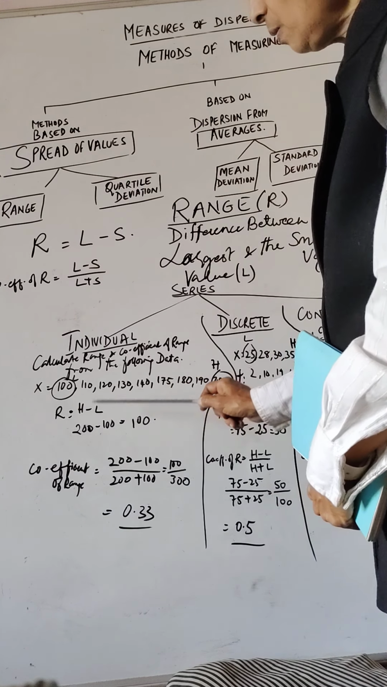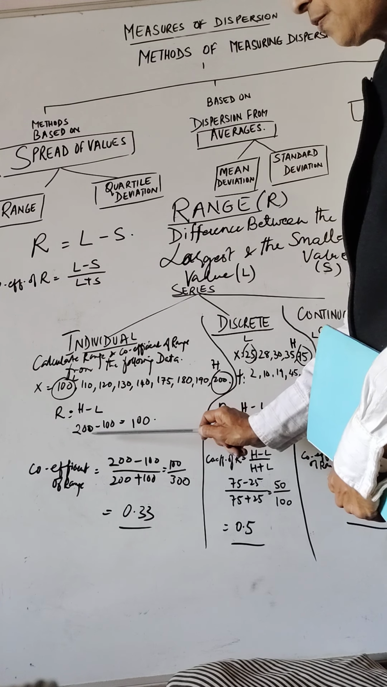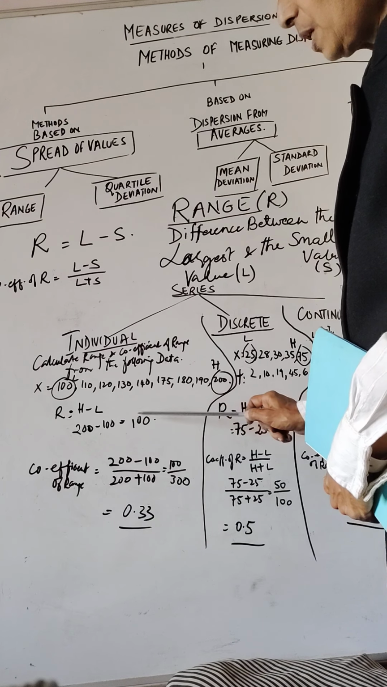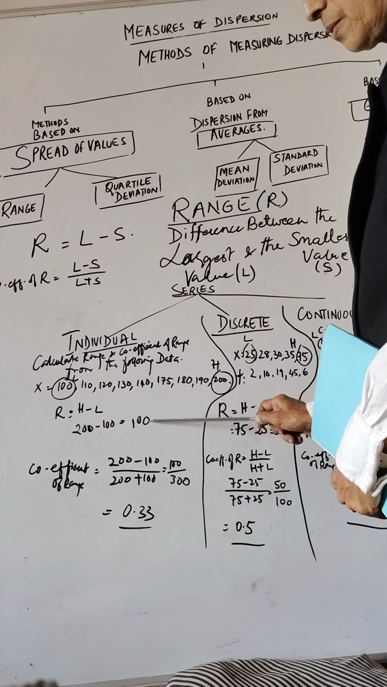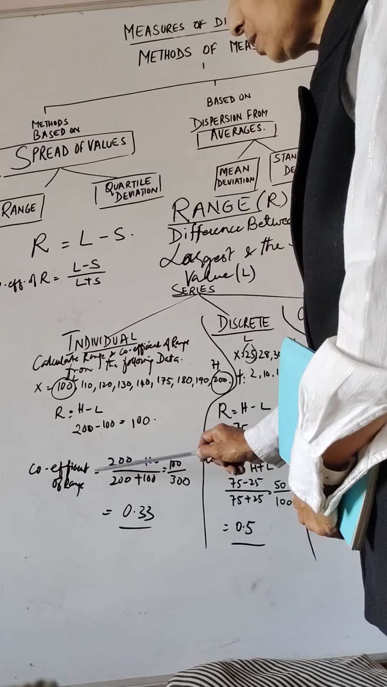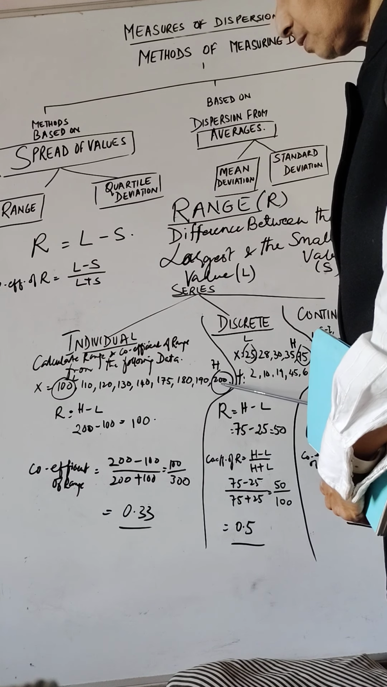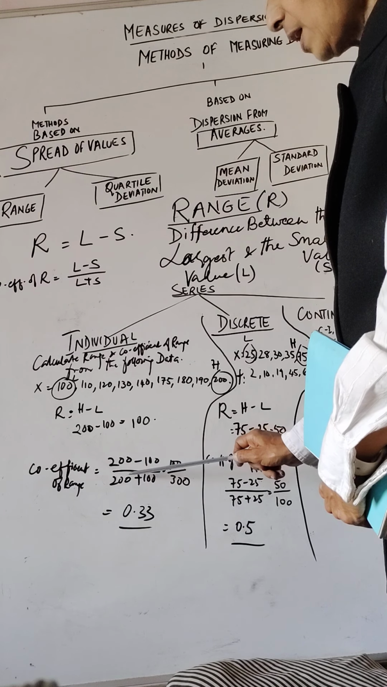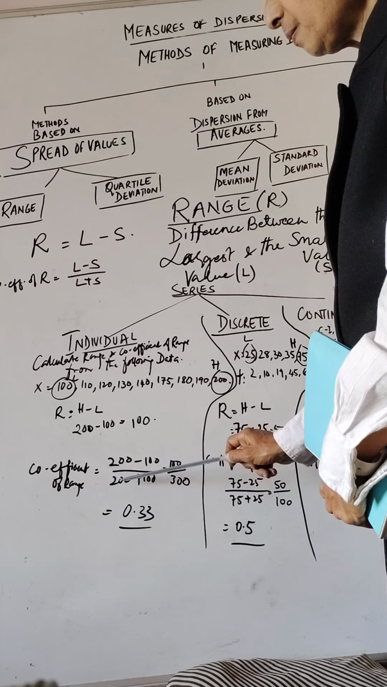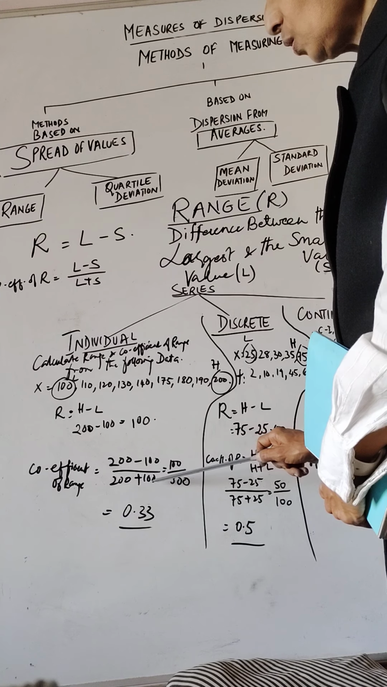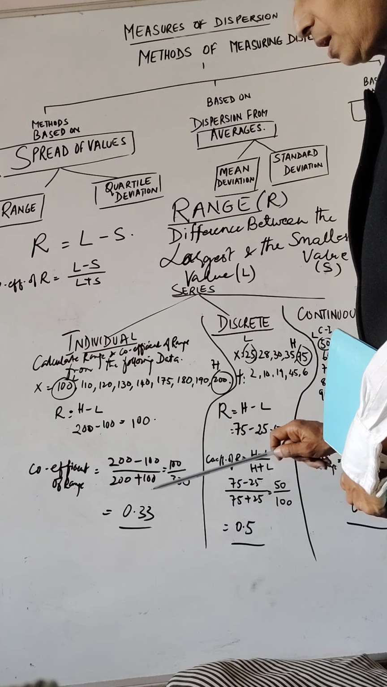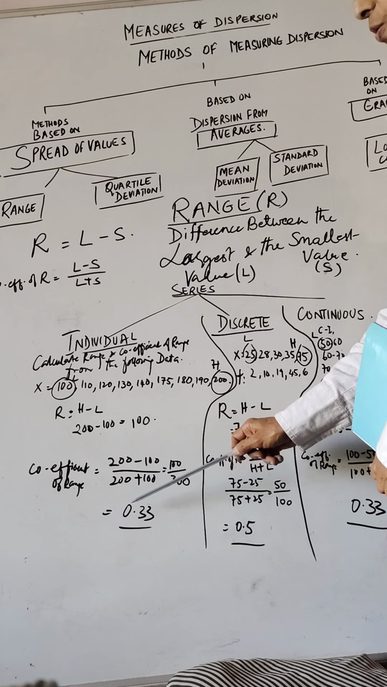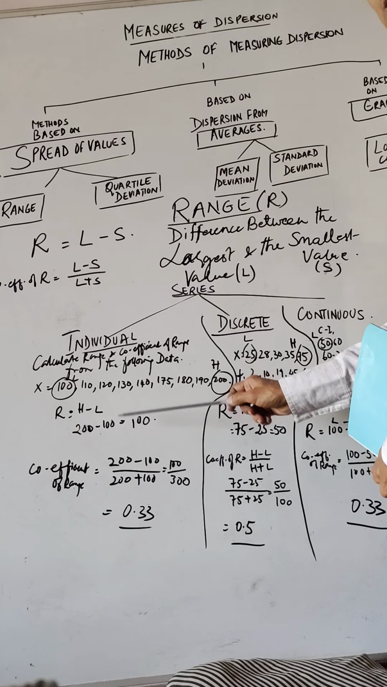So range will be, what is the highest value here? 200. I've written 200 minus the lowest value, 100. So what is the range? It is 100. Now the coefficient of range is 200, that is the highest value minus the lowest, divided by the highest plus the lowest. So 100 upon 300 is equal to 0.33. So that is the coefficient of range. So that is the range.